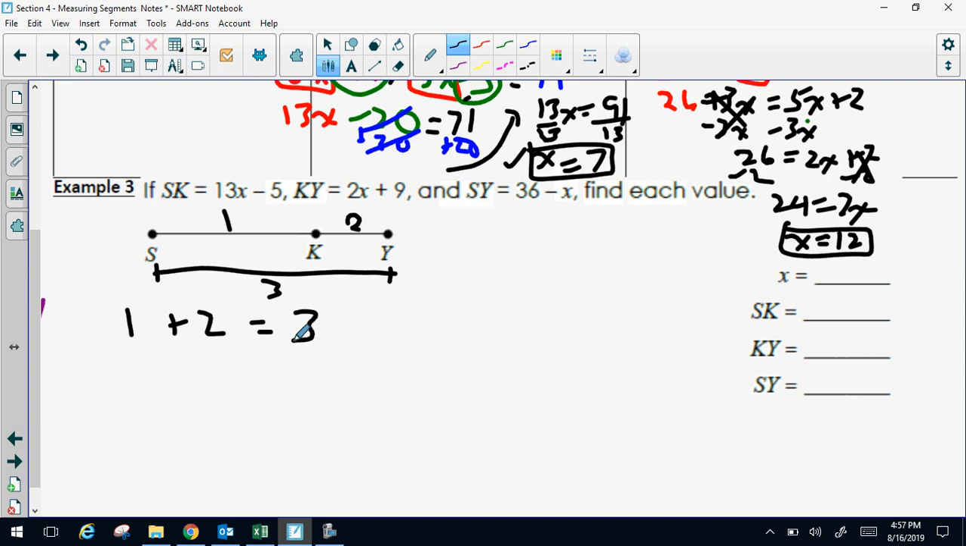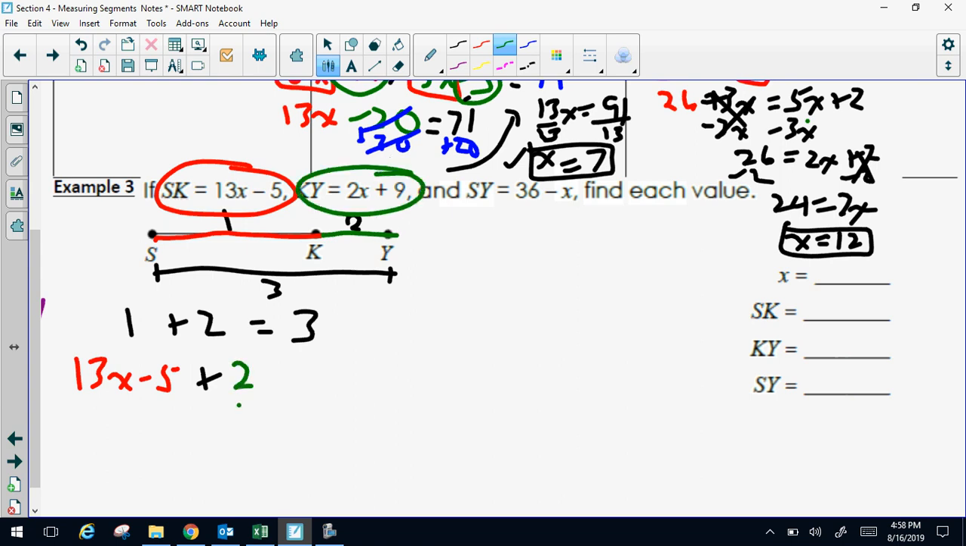Okay, so we have to figure out, segment 1 goes from S to K. So we have to find SK, which they tell me up here is 13x minus 5, plus segment 2, which is from K to Y, which they tell me is 2x plus 9, equals the length of segment 3, which is from S all the way to Y, which they tell me is 36 minus x.